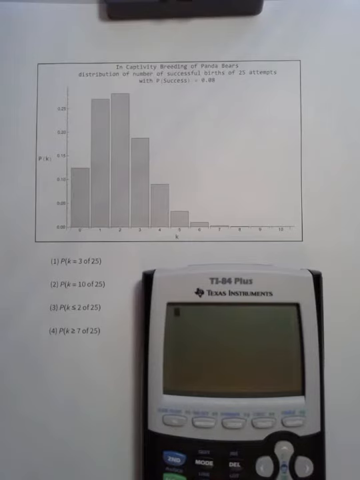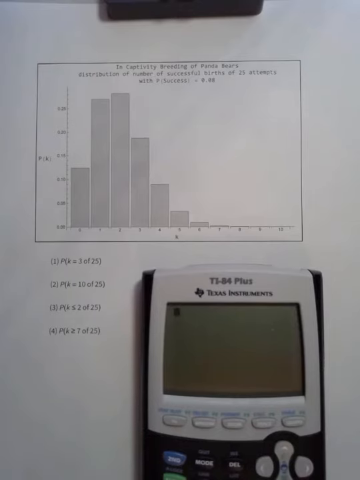The purpose of this video is to describe the use of the TI84 for computations involving the binomial distribution. The binomial distribution describes the probability of getting a certain number of successes out of a fixed number of tries when the probability of success remains constant between each attempt.